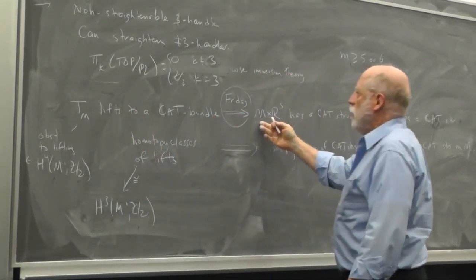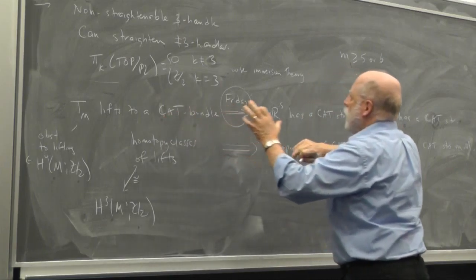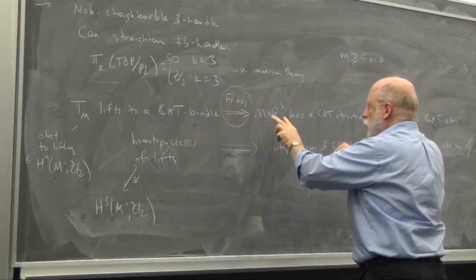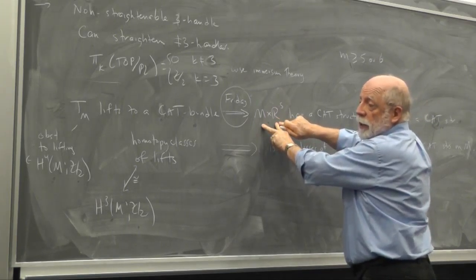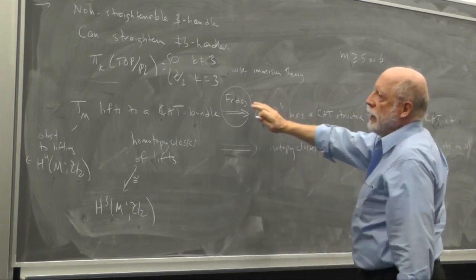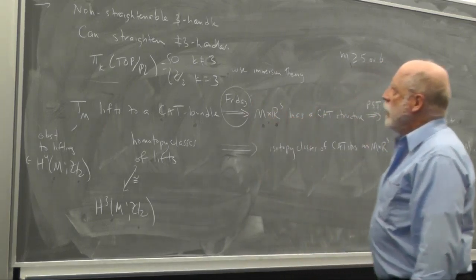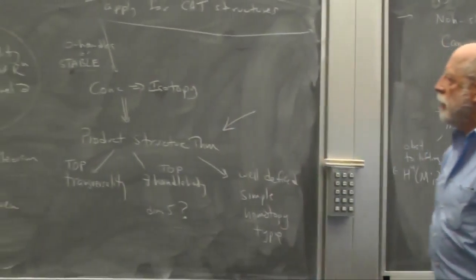And therefore, if you have a lift to a cat bundle, then you get a cat structure on M cross R^s, and that's going to use this fact about normal bundles. So there's a little bit of bundle stuff for Friday, and then today, talk about the product structure theorem.